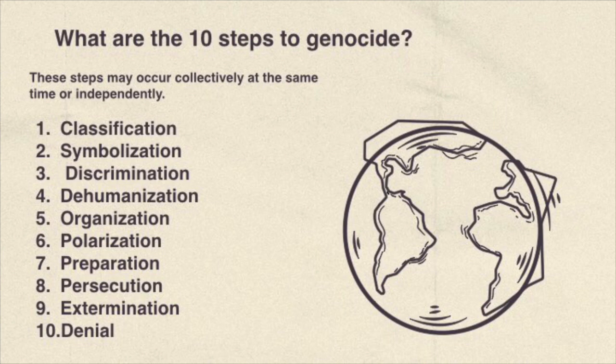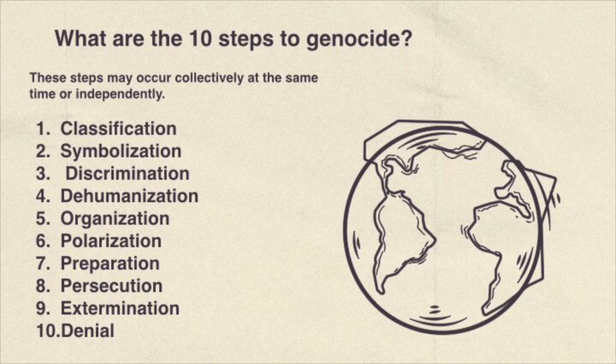Organization is defined as a group of people designated to enforce policies on another group. Polarization, the sixth step, is propaganda that reinforces hate towards a group of people or laws that prevent social interactions between a group of people. Preparation, the seventh step. During this step, specific groups of people are targeted by civilians so that they are no longer accepted by society.